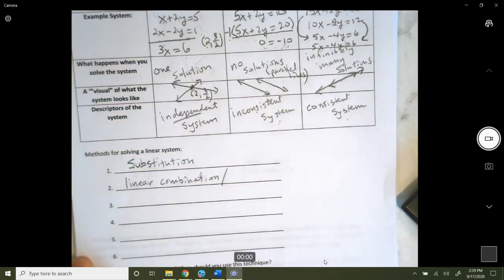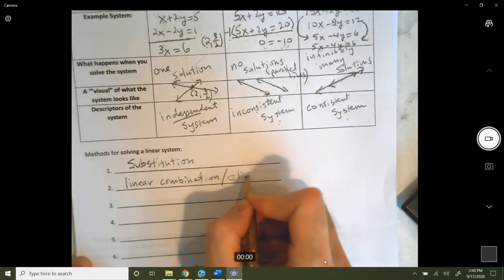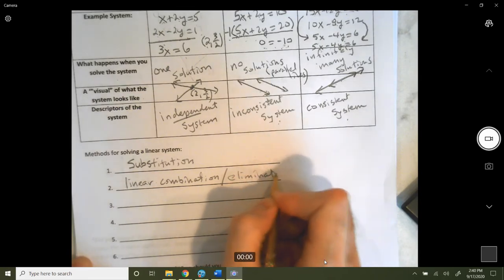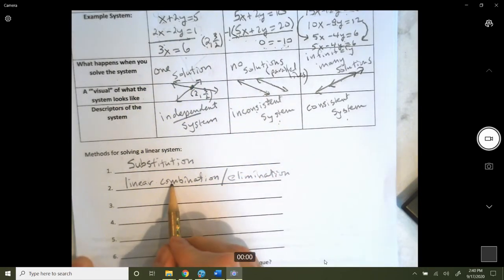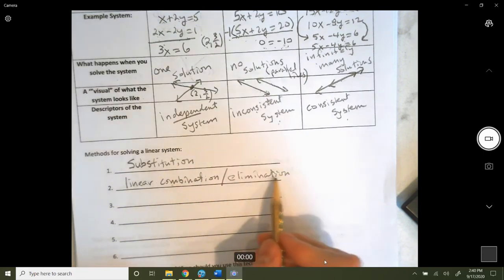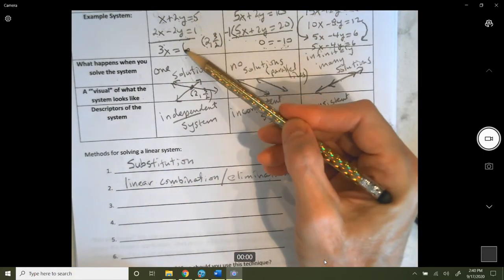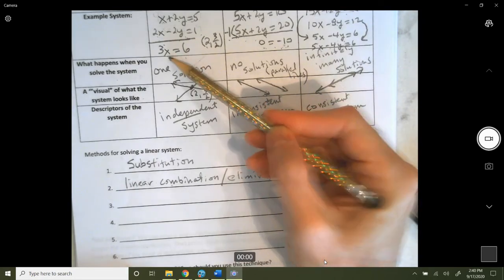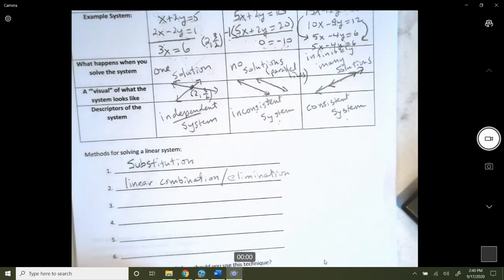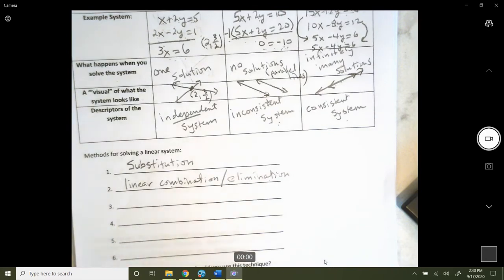Or sometimes it's just called elimination. You might have learned it as linear combination, you might have learned it as elimination, but it's really what we did here. You're eliminating one of the variables, so you can solve for the other variable, and then you plug that back in to find your other ordered pair, your other point, and your other coordinate of your ordered pair.